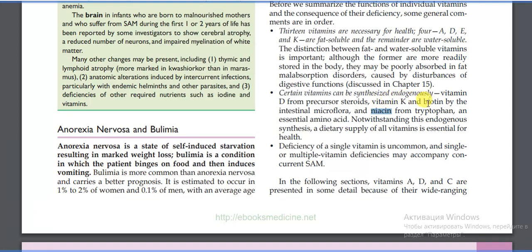Malabsorption of the digestive tract and microflora changes in the digestive tract also cause deficiency of vitamin K, because normally it's produced by the microflora of the digestive tract. Okay, then let's discuss it.